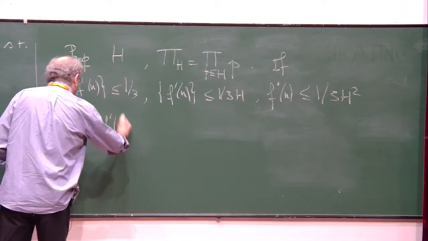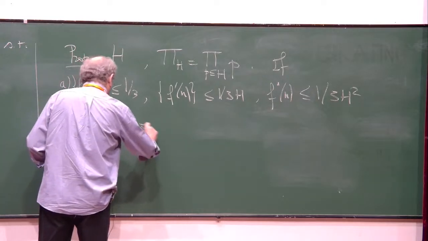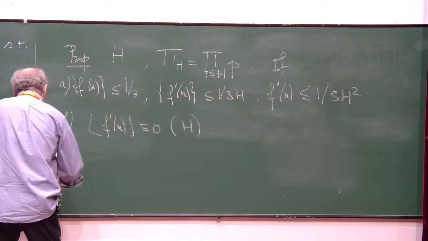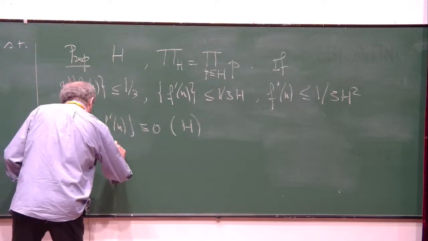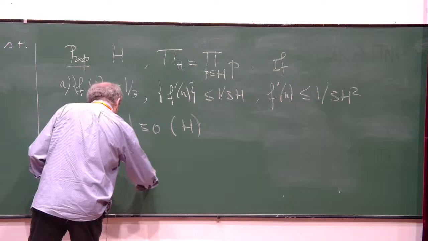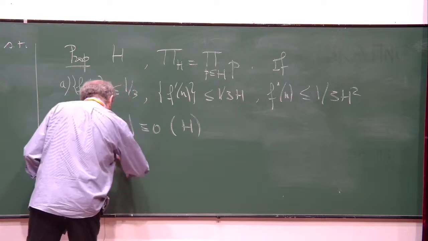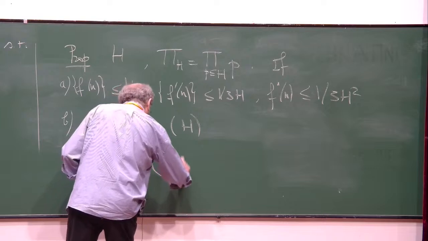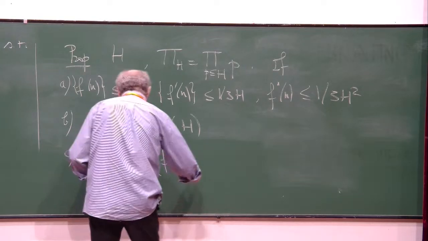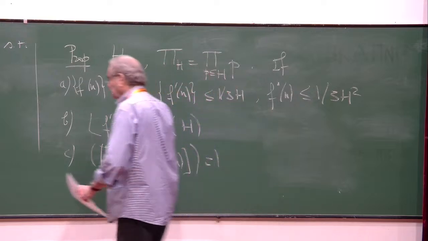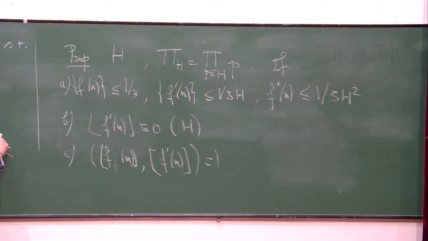f prime of n is congruent to 0 mod h, and f of n and f prime of n are coprime, then this implies this.